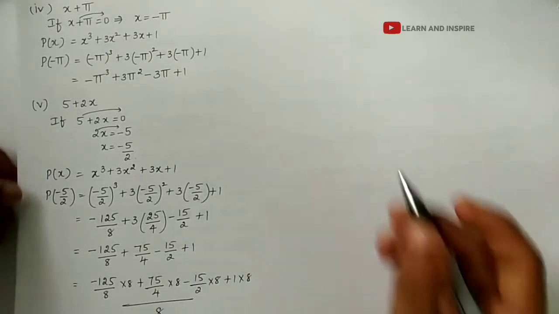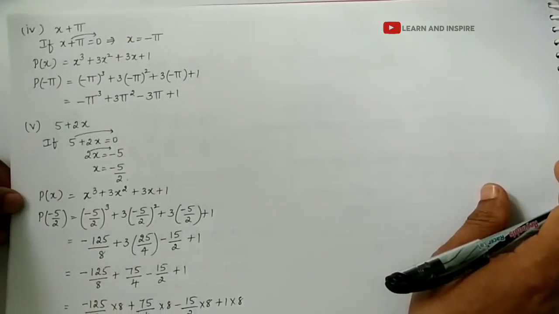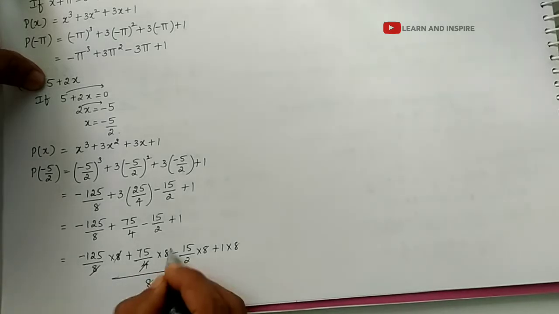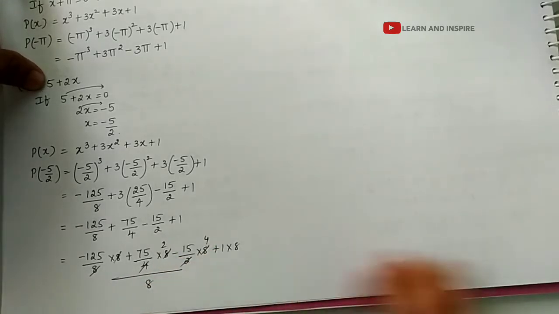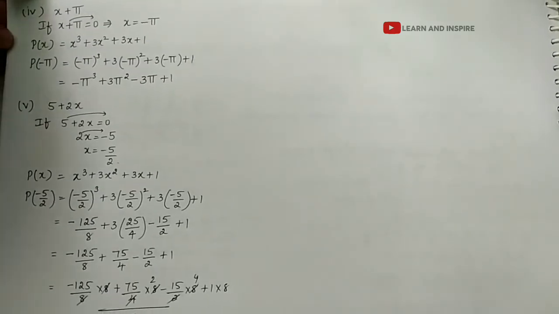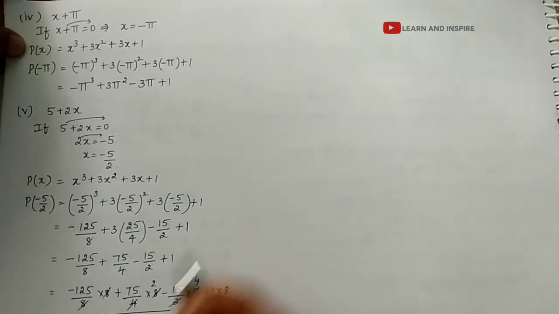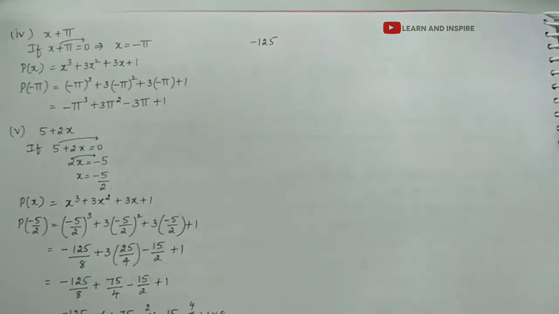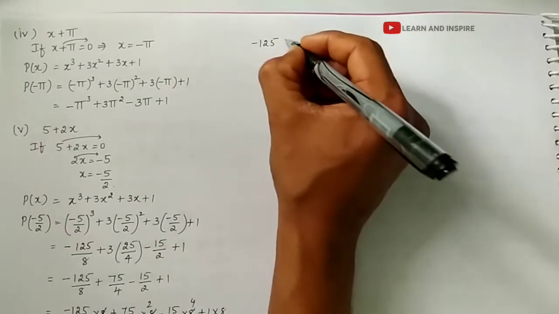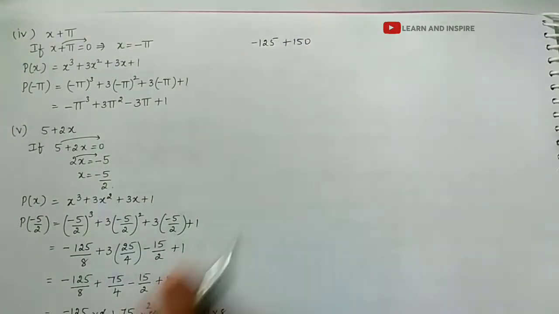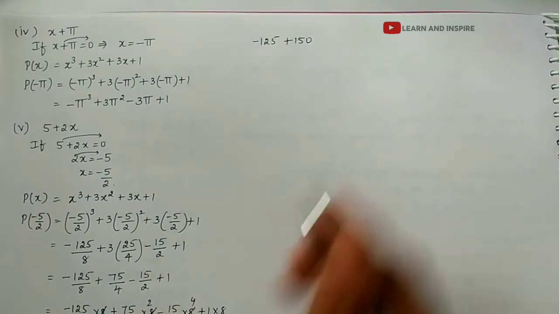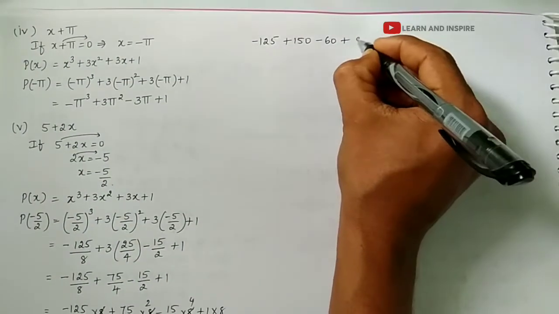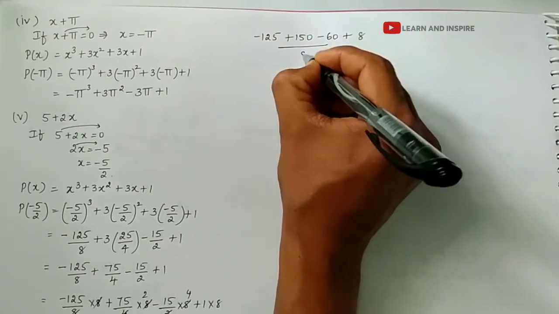Now we continue this problem. So cancel here, 8 gets cancelled. 4 1s are 4, 2 4s are 8... 4 1s are 4 2s are, and 2 1s are 2 4s are. Okay. Now minus 125 into 1 is minus 125. Next plus 75 2s are plus 150, minus 15 into 4 is minus 60, plus 1 into 8 is 8, divided by 8.